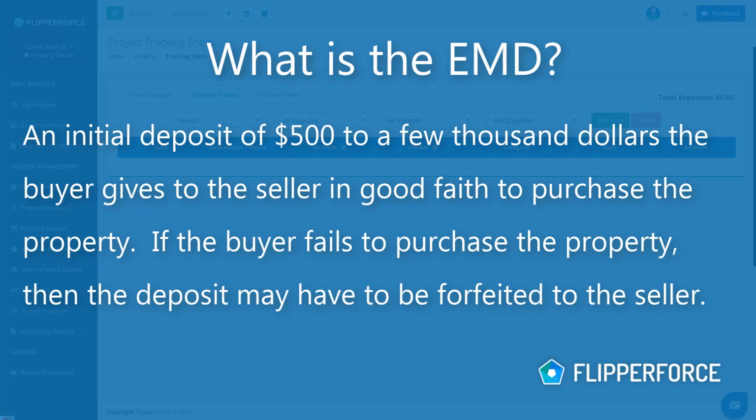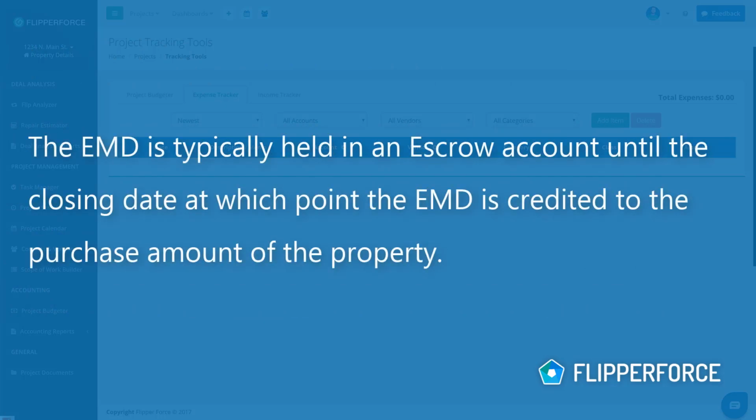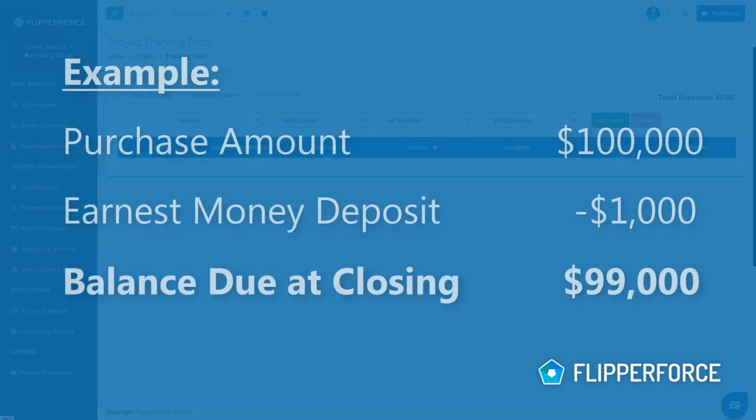And it basically just states that the buyer intends to buy the property from the seller pending any inspections, and if the buyer fails to purchase the property, they may have to forfeit the deposit to the seller. So when the buyer gives the seller an earnest money deposit, these funds are typically held in an escrow account until closing, at which point the earnest money deposit is then applied to the buyer's purchase amount. So for example, if the buyer agreed to buy a property for $100,000 and put down a $1,000 earnest money deposit, the buyer would then owe the remaining $99,000 at closing.